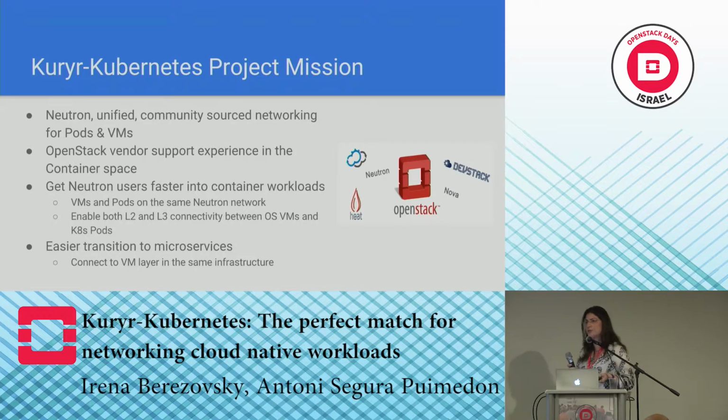Having Neutron as the Kubernetes networking backend will also allow various virtual topologies, not only putting containers on a flat network, like it's supported with the Kubernetes native networking mode, but it will allow mixing L2 and L3 connectivity, mixing different workloads. And as I mentioned before, it will allow an easier transition to microservices-based applications and connect the virtual machines and containers on the same infrastructure.